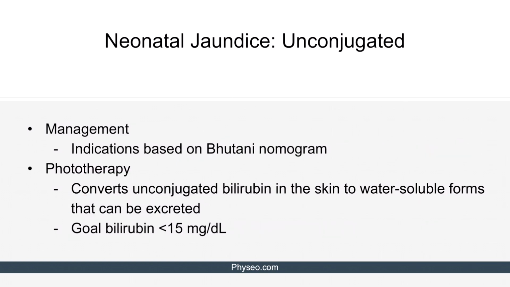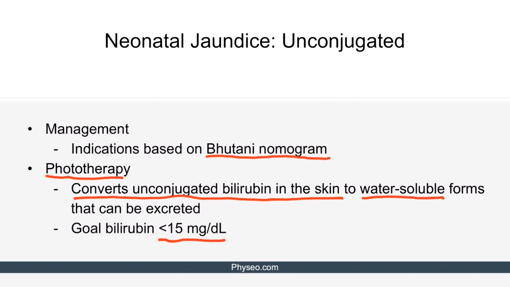Okay, now let's discuss the management. When an infant has been diagnosed with unconjugated hyperbilirubinemia, their management will follow recommendations based on the Bhutani nomogram. This tool helps determine the risk level of an infant, which guides treatment. If an infant needs treatment, initial management will be with phototherapy. Phototherapy converts the unconjugated bilirubin present in the skin of the infant to a water-soluble form that can be excreted. The goal for phototherapy is to achieve bilirubin levels less than 15 milligrams per deciliter.